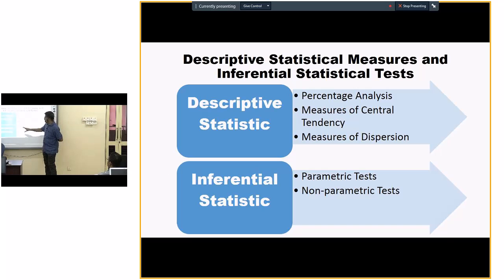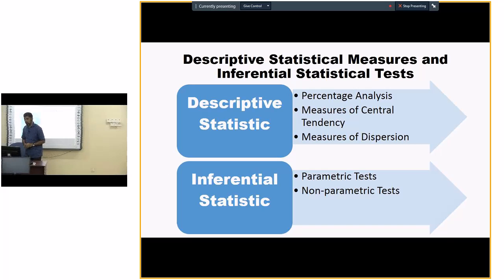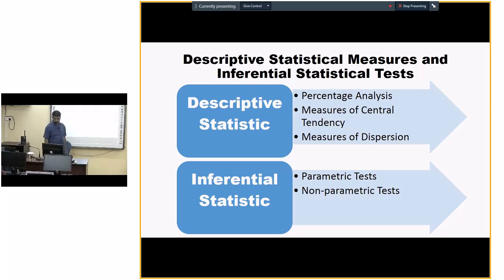Then when you are doing your research, in some cases you can use only the descriptive measures, right? In some cases you have to use inferential statistics, including parametric or non-parametric analysis. In some cases you have to use parametric as well as non-parametric techniques, or descriptive as well as inferential techniques. That depends on your research objective and the topic, right?